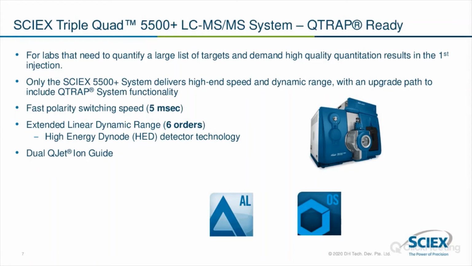It has a dual QJet ion guide, the ion guide which we are using in our super hot and super sensitive mass spec, which is 6500. So same dual QJet guide we have introduced in 5500 plus, and more important thing is to improve the linear dynamic range. We have high energy diode detector technology introduced in this machine, and this machine 5500 plus again comes in a 2 variant of triple quadrupole and Q-trap ready variant.